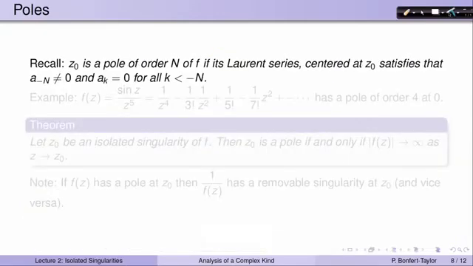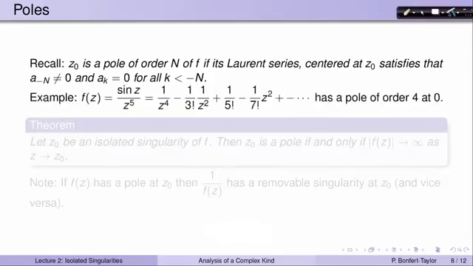Remember that z0 is a pole of order n of the function f if the Laurent series of f, centered at z0, satisfies that the a minus n term is non-zero, but any other ak's for k less than negative n are equal to 0. Here's another example. Sine z over z to the 5th. Remember that sine z equals z minus z cubed over 3 factorial plus z to the 5th over 5 factorial, and so forth. So if I divide that by z to the 5th, I'm left with 1 over z to the 4th minus 1 over 3 factorial times 1 over z squared plus 1 over 5 factorial, and so forth. And the most negative power of z is 1 over z to the 4th. There's no 1 over z to the 5th or 1 over z to the 6th or anything like that. And so we have a pole of order 4 at 0 for this function.